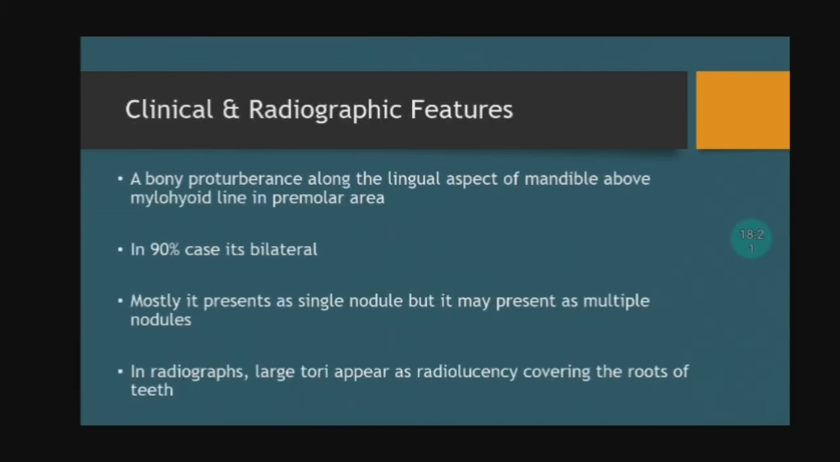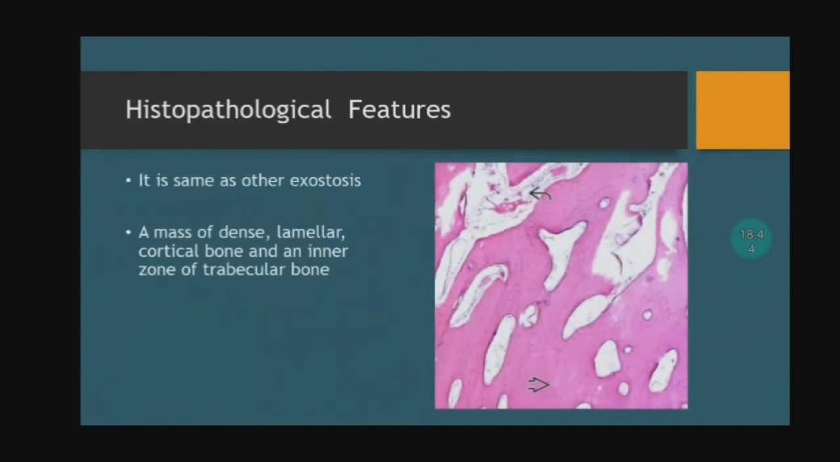It is a bony protuberance along the lingual aspect of the mandible above the mylohyoid line in the premolar area. In 90% of cases, it's bilateral. Mostly it presents as a single nodule, but it may present as multiple nodules. In radiographs, large tori appear as radiolucency covering the roots of teeth. Its histopathological features are the same as other exostoses: a mass of dense lamellar cortical bone and an inner zone of trabecular bone.